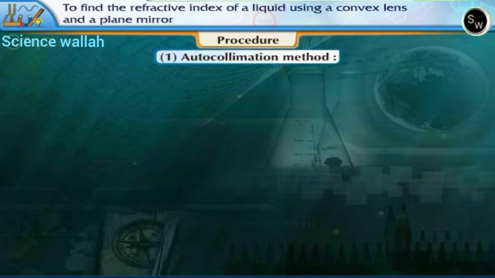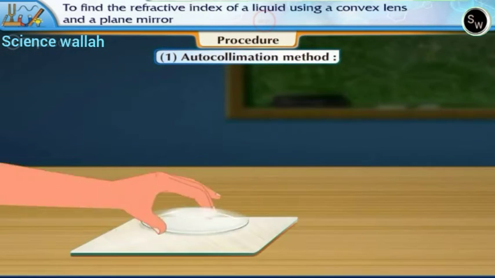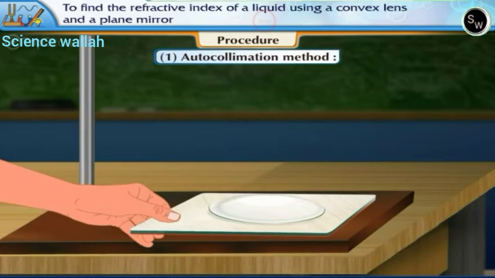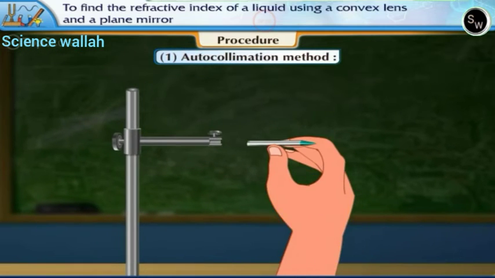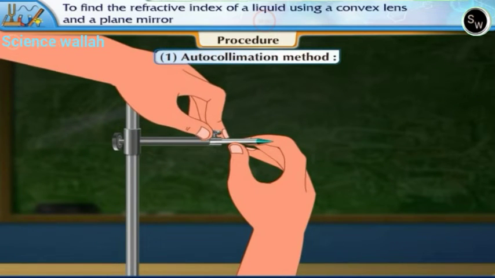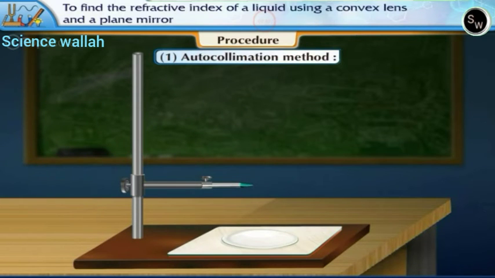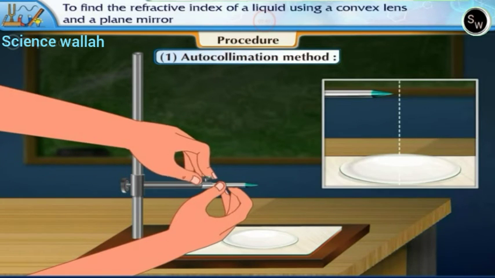Procedure: 1. Autocollimation method. Place the given convex lens on the plane mirror and place them on the base of the laboratory stand. Clamp the index pin horizontally to the laboratory stand and very close to the convex lens. Adjust its length such that its tip reaches only up to the principal axis of the lens.